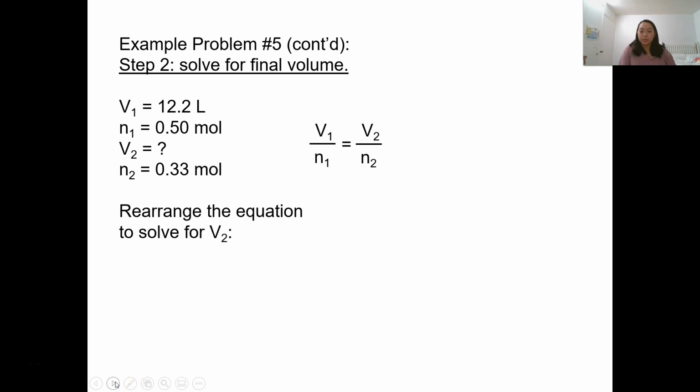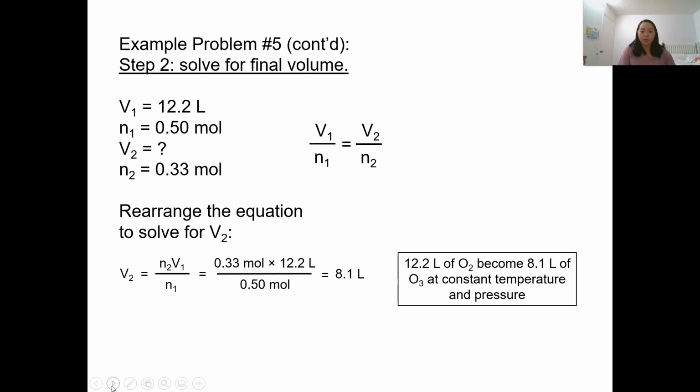So let's go ahead and do that. Rearrange the equation, and this is what I get. It's by simply multiplying both sides by N2. And then you plug and chug, as I like to call it. You plug in each of these variables, and then you get 8.1 liter. What this means is that 12.2 liter of O2 becomes 8.1 liter of O3 at constant temperature and pressure. All right, that concludes this video.